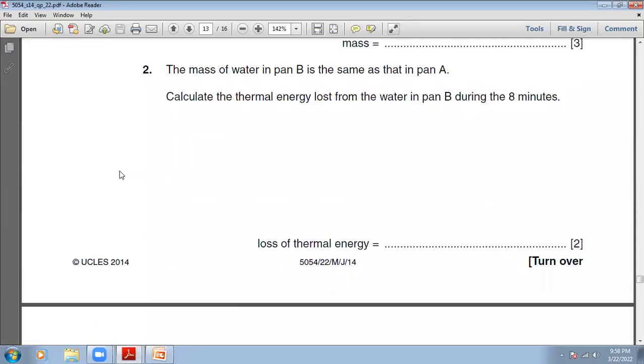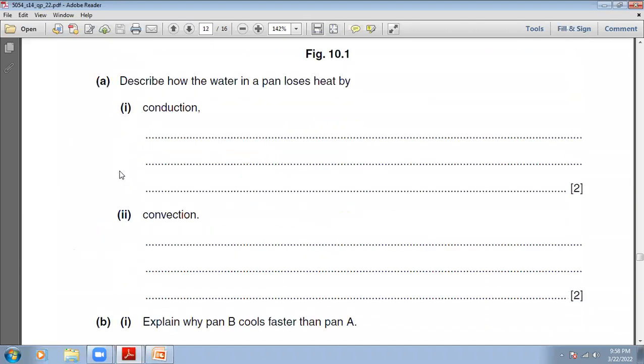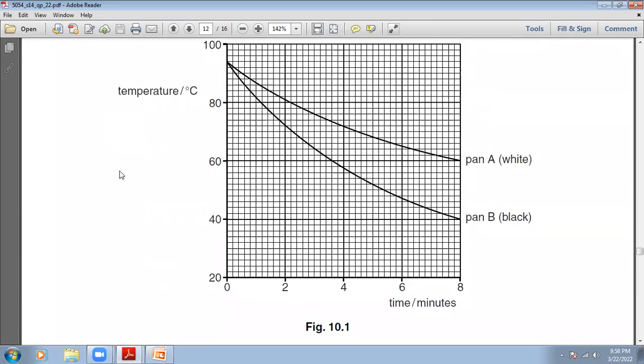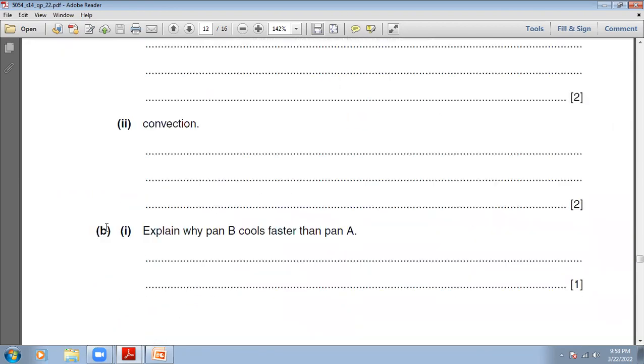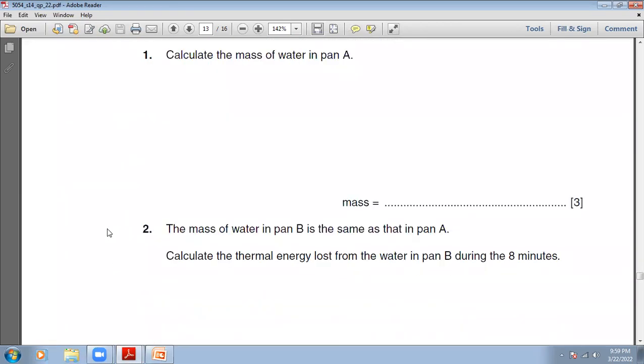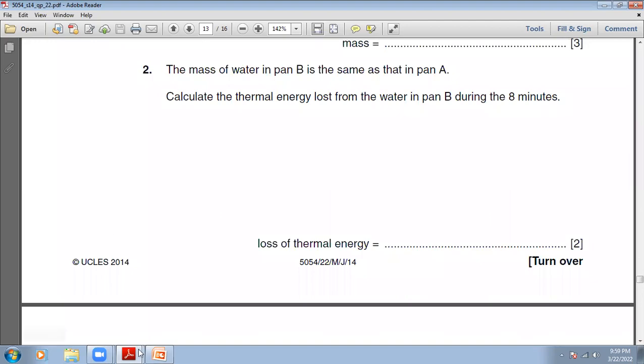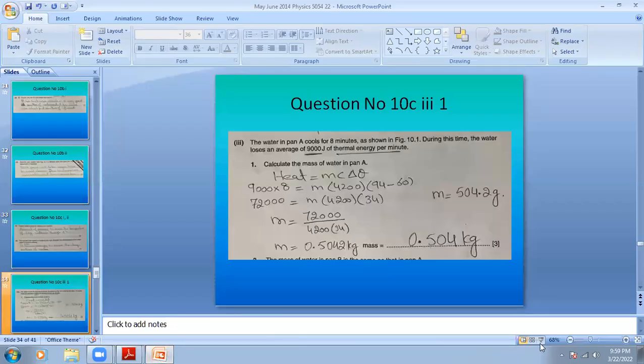He says the mass of water in pan B is the same as that in pan A. Calculate the thermal energy lost from the water in pan B in 8 minutes. So 9,000 joules of energy in 1 minute, so in 8 minutes we get 72,000 joules. But the temperature drop in pan B is from 94 to 40, so the change in temperature for pan B is 54. So very easily we can calculate.